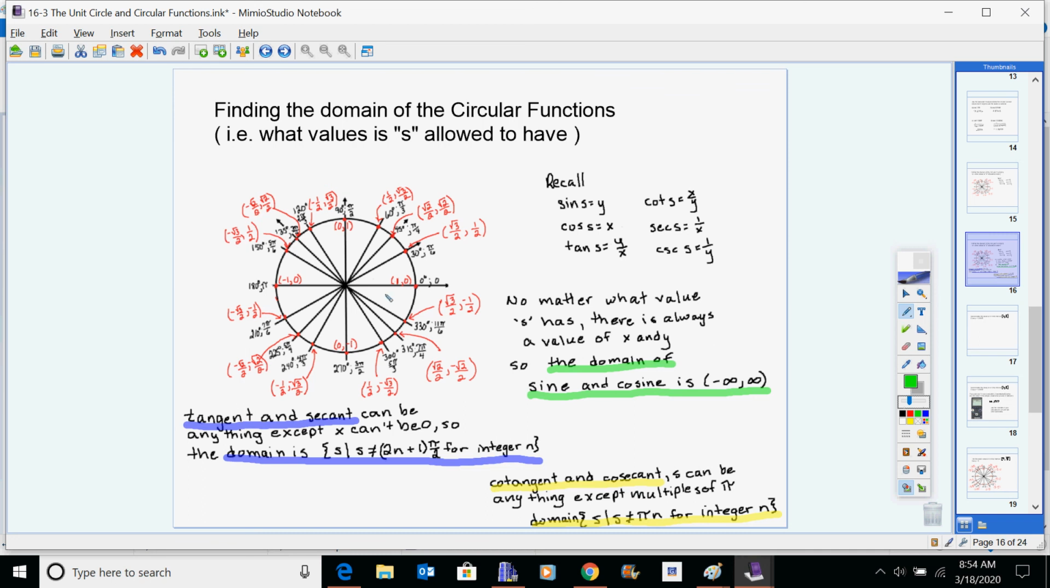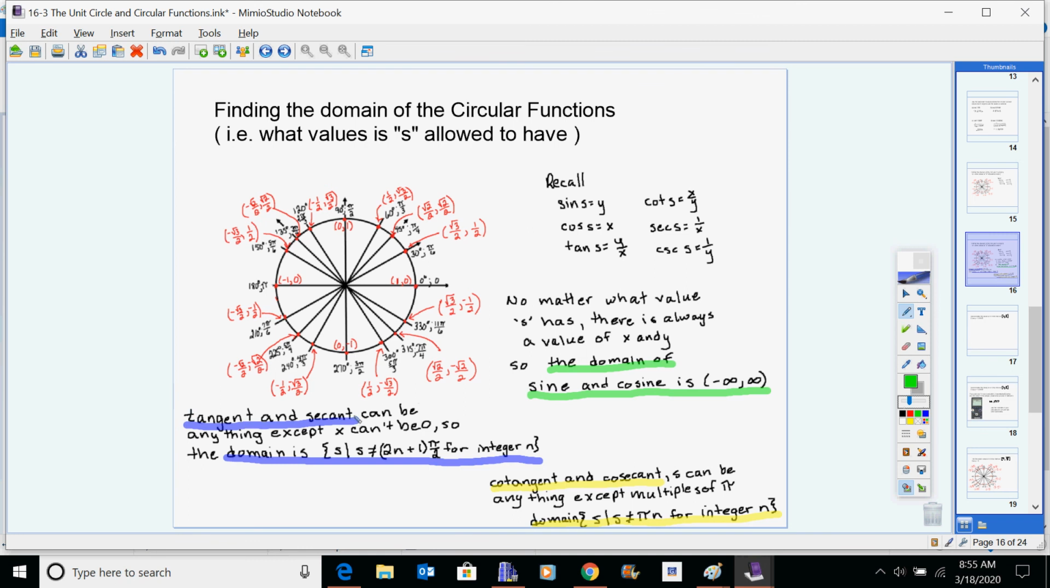Same thing with cosine. No matter where you are on this circle, and weirdly enough, our domain is more tied to the number of radians than it is to the actual x's and y's. You will always be able to find a cosine. So think about it this way for now, that we're really asking, where can we always find values? Which values for S? Where can we always find values on the unit circle for these various different trig functions?